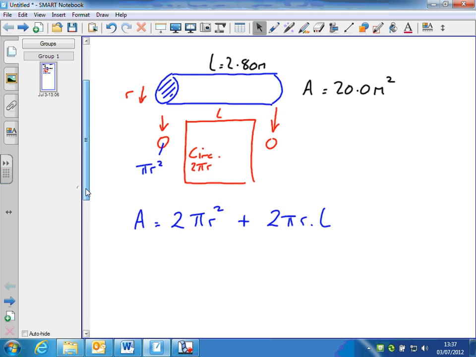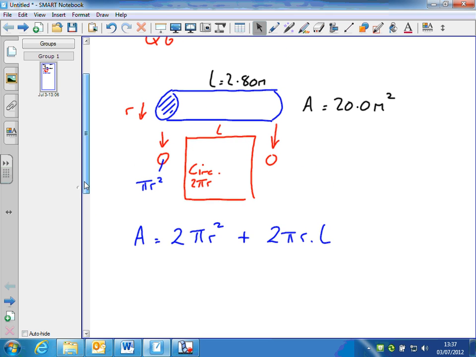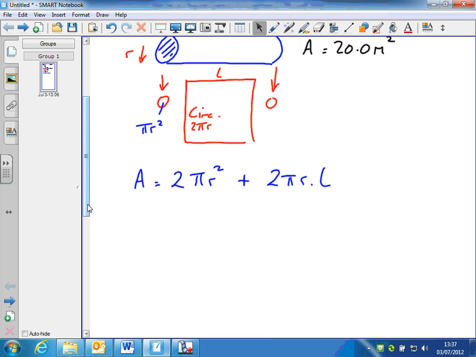We know that the length is 2.8 and the area is 20. So I can now substitute those numbers in and then work out to get myself a quadratic equation to solve. See if you can do it. I'll work through the solution.